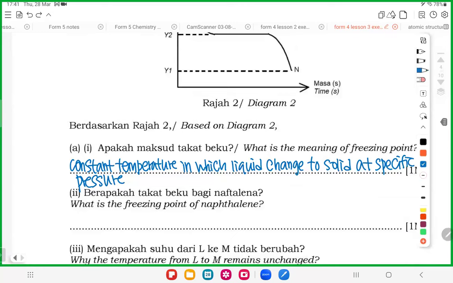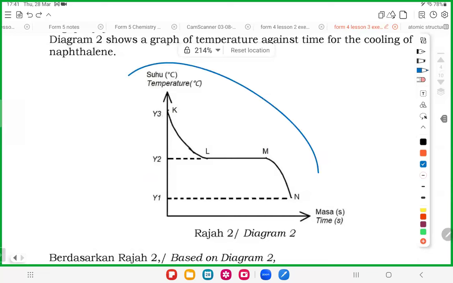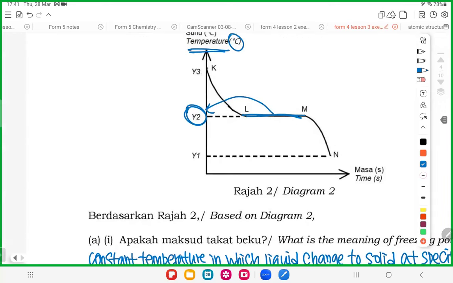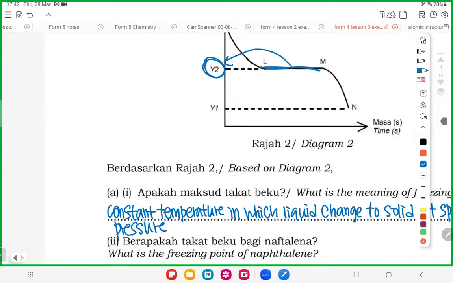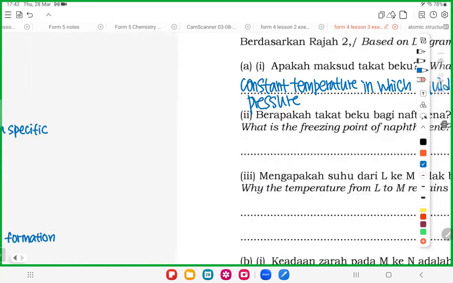Okay? So next one, what is the freezing point for naphthalene? So freezing happened here. Freezing point is the temperature here, Y2. So Y2 is the temperature. And remember, what is the unit for temperature? Degree Celsius. So don't forget you need to put in the unit. If you don't put the unit, they will deduct the mark. So you all have to be very careful. Please remember that you have to put the unit.